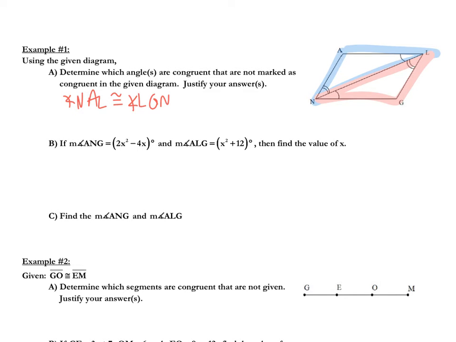All right, so let's go ahead and apply some. So angle ANG is 2x squared minus 4x. Angle ALG is x squared plus 12. Okay? Why can I set those equal together? Because right here, congruent, congruent, congruent, congruent. If you take congruent angles and you add them to other congruent angles, then the sums are going to be congruent.